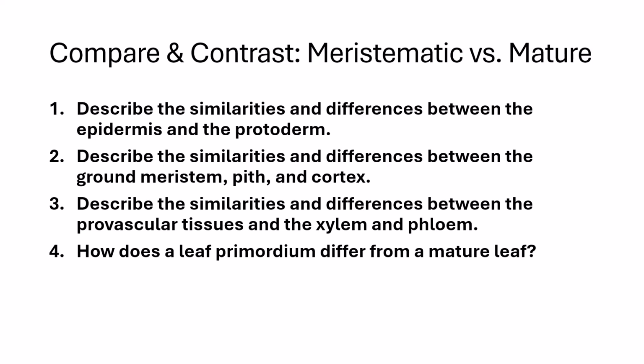Use your microscope observations and background knowledge to answer each of these questions in your lab notebook. Compare the undifferentiated meristematic tissues with the mature tissues they produce. These include the similarities and differences between the epidermis and the protoderm, the ground meristem and the pith and cortex, the provascular tissues and the xylem and phloem, and a leaf primordium and a mature leaf. Focus on cell size, wall thickness, specialization, and function.